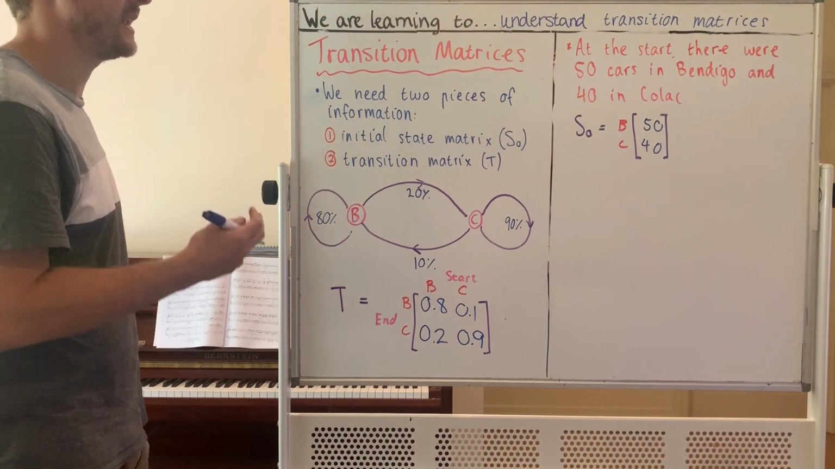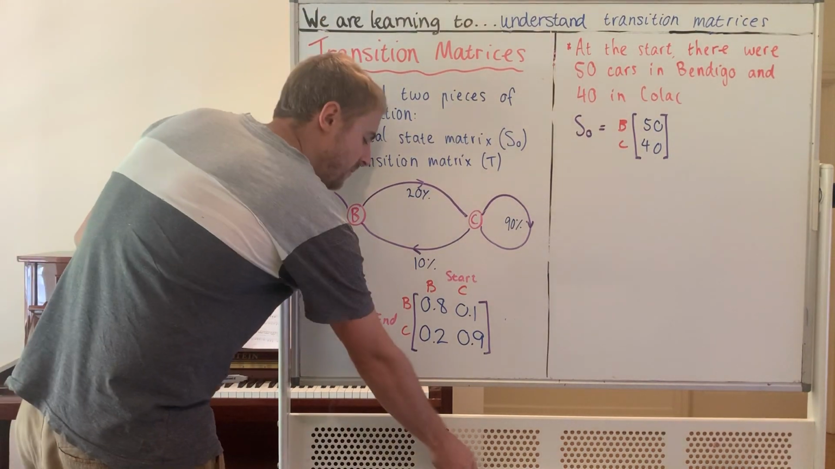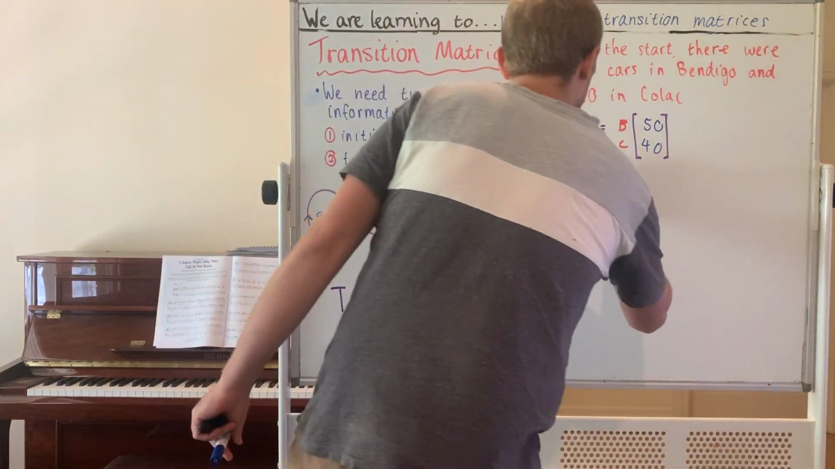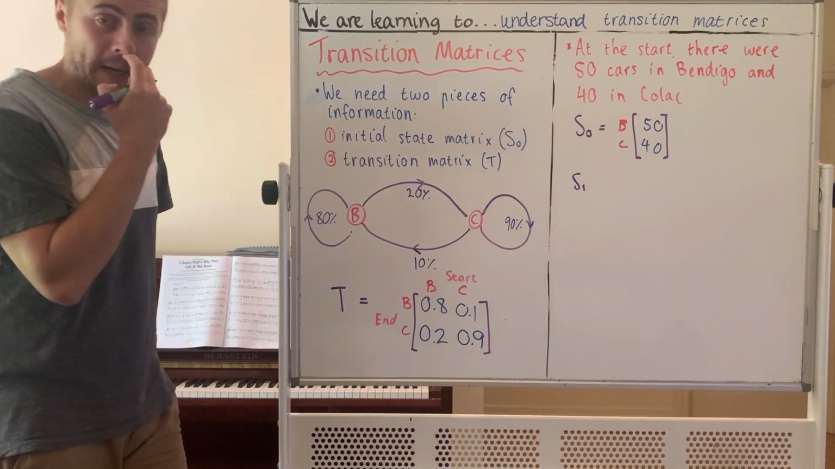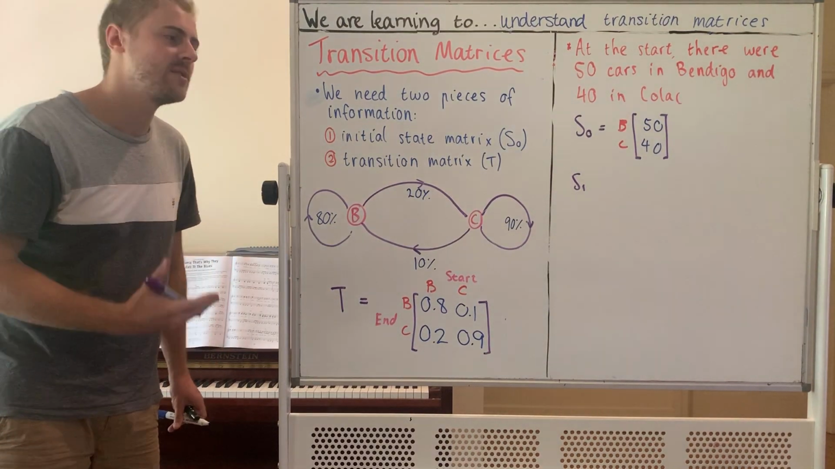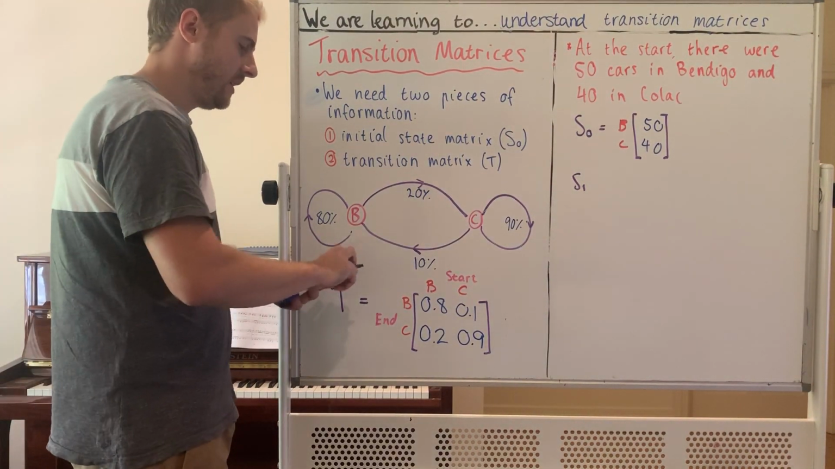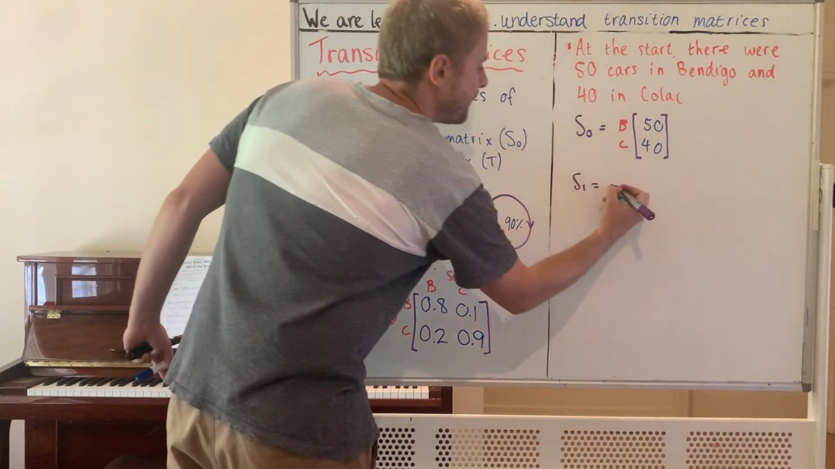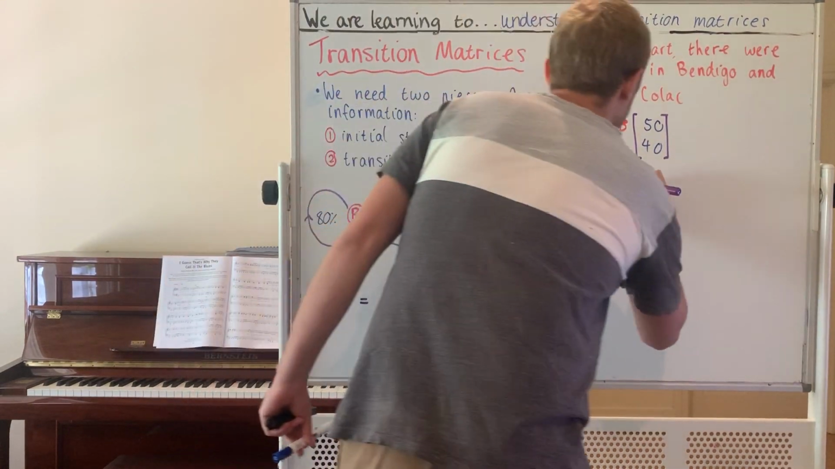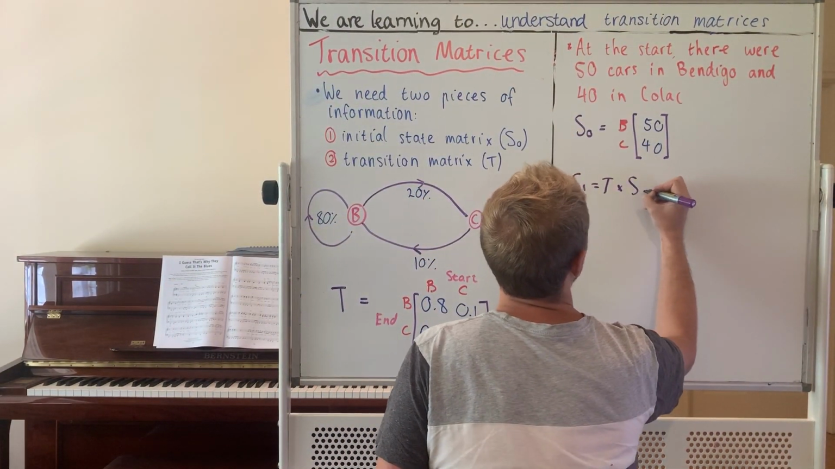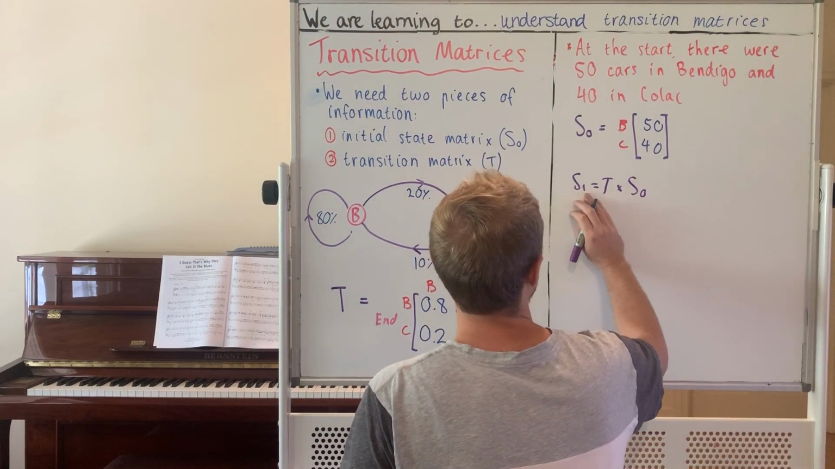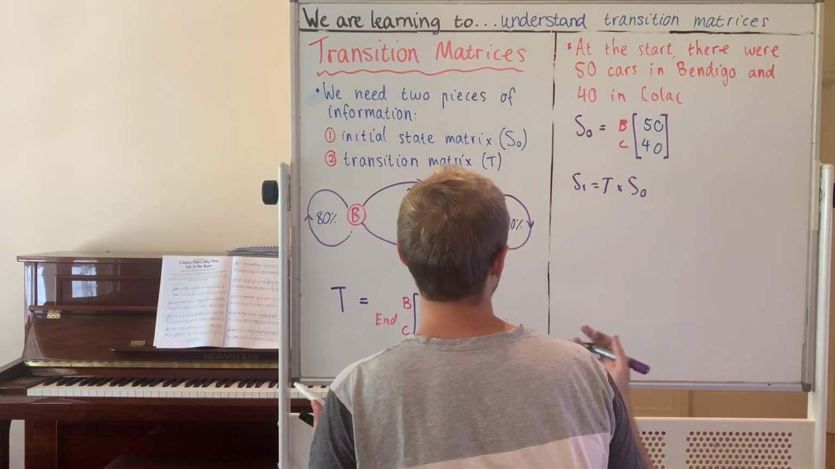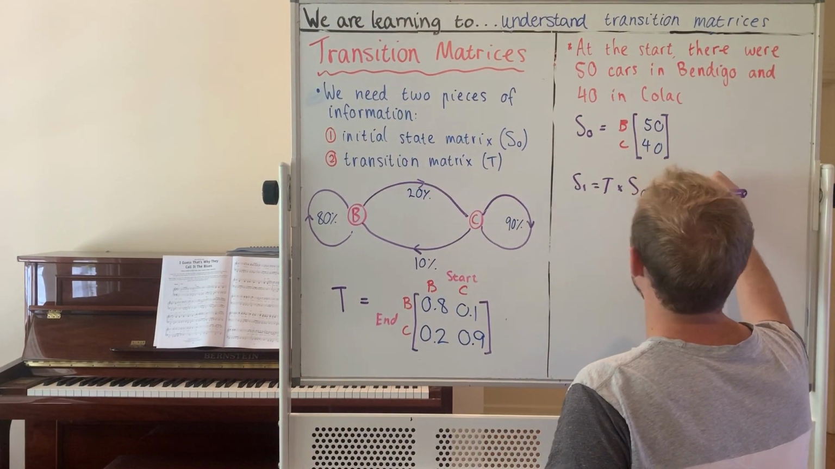So let's say we wanted to work out after 1 week. That would be what we call S1. So instead of S0 being at the start, S1 would be after 1 week. Depending on the context of the data, it could be after 1 month, it could be after 1 year, but it's always stated in the question. Now, what we do is we take our transition matrix and we multiply it by the initial state. Alright, so if we do S1 equals T times S0, that'll give us how many cars are in each place after 1 week. After we've worked that out, we could do S2.